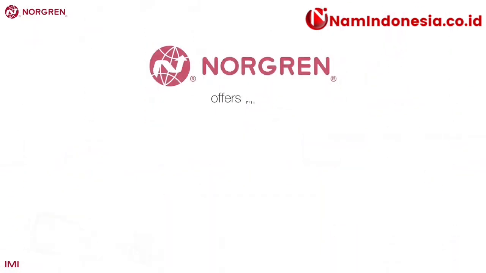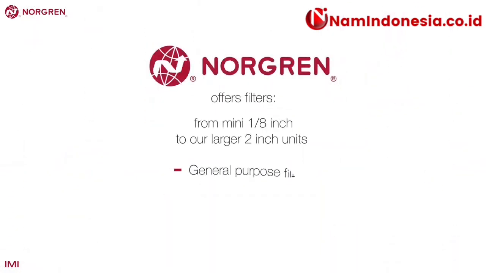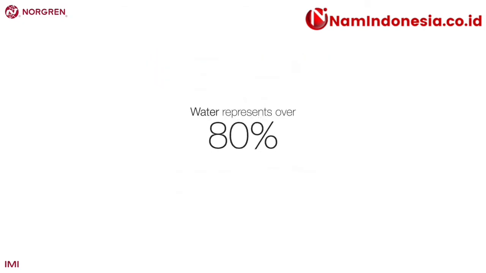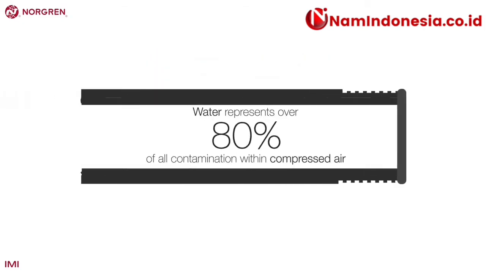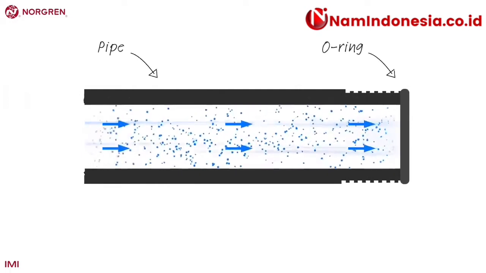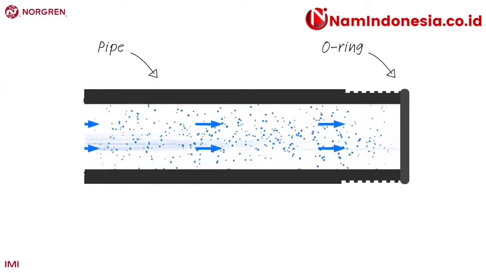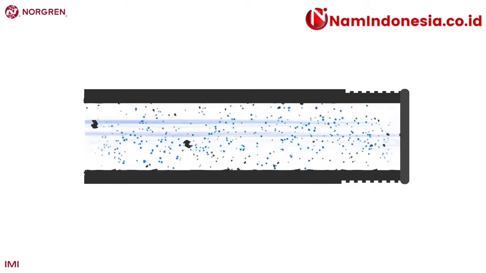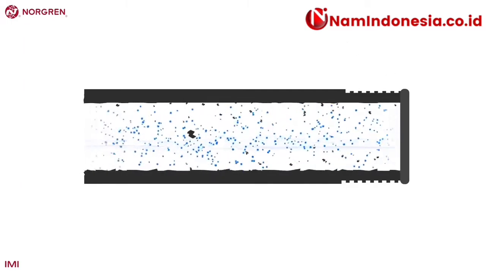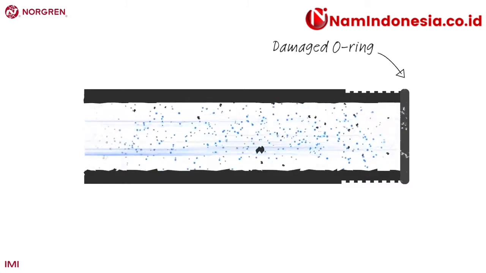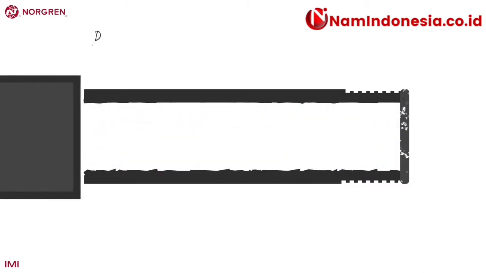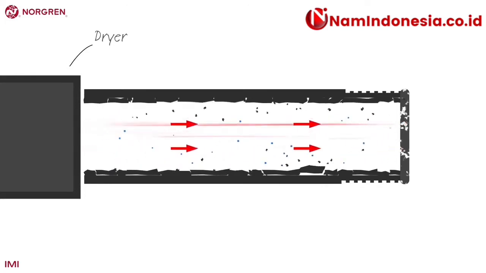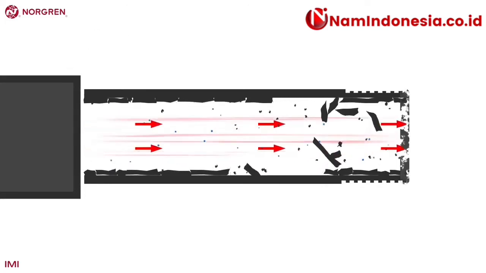Norgren offers filters from mini 1/8 of an inch to big 2-inch units as general-purpose filters, coalescers, or oil vapor removal filters. Water represents over 80% of all contamination within compressed air. Wet air causes corrosion through the entire system and reduces the lifespan of components. Fragments of corroded piping can end up being fired through the system and cause significant damage. Adding a dryer to an existing system that is already suffering from corrosion can actually exacerbate this problem, causing more fragments to become loose in the system.